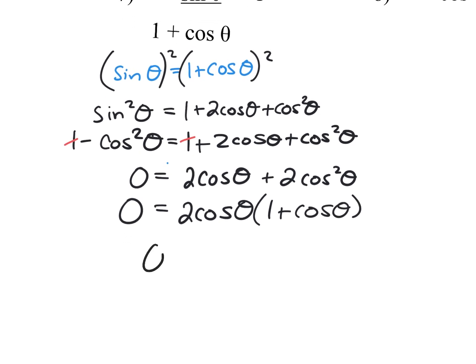We will get theta equals 90 degrees. Right, that's where 2 cosine theta equals 0, as well as where cosine equals negative 1. Well, let's see, sorry, cosine also equals 0 at 270 degrees, and cosine equals negative 1 at 180 degrees.